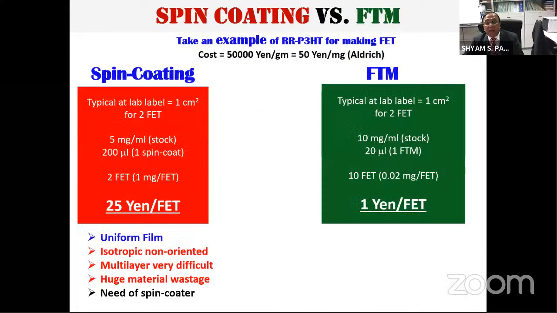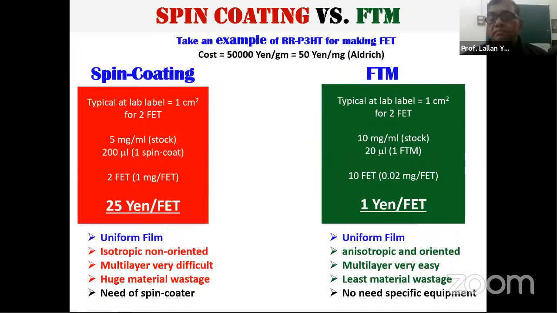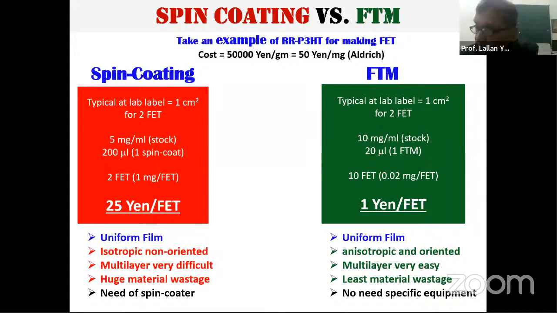Just because I have lack of time, I have shown the superiority of our method as compared to the conventional spin coating method. Films are uniform, anisotropic, and oriented, which is not possible by spin coating. And the cost at lab level is even 25 times cheaper. Cost downing of organic semiconducting element. These beauties make this FTM, or floating film transfer method, more popular.